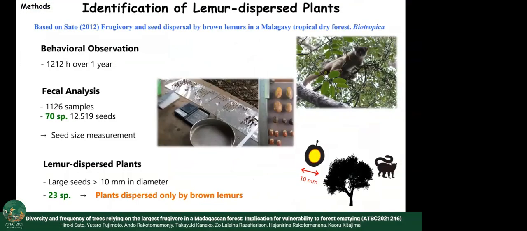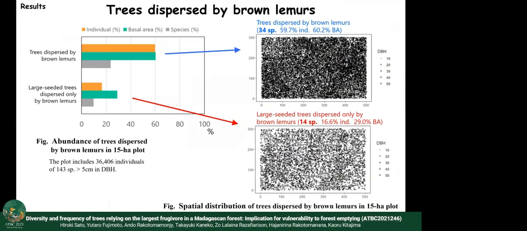To identify lemur-dispersed plants, we used my previous findings based on 1 year of behavior observation and fecal analysis on brown lemurs. 70 plant species are dispersed by brown lemurs, and 23 species have large seeds over 10 millimeters in diameter. Then we defined them as plants dispersed only by brown lemurs. By combining this definition with the data of tree community structure, we analyzed the diversity and frequency of lemur-dispersed trees in this forest.